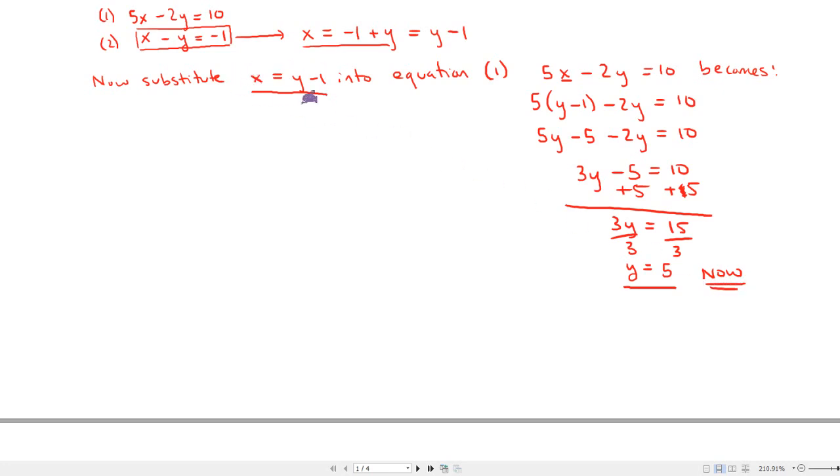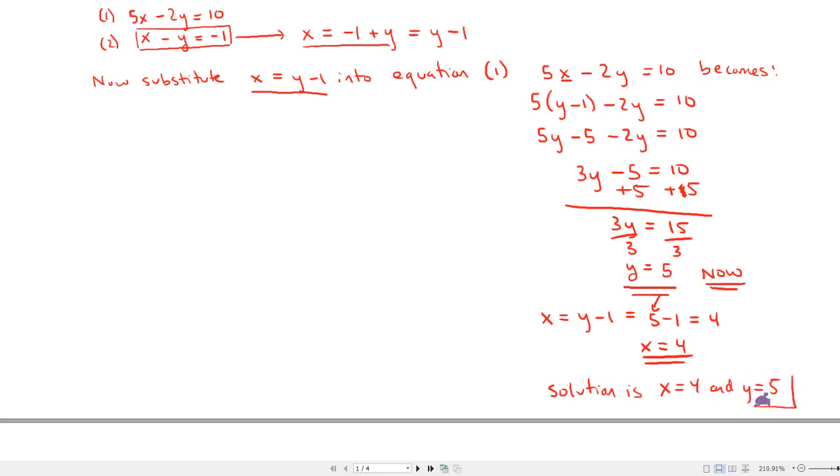using our substitution, x is equal to y minus 1. So substituting in our solution, we have 5 minus 1. So that is 4. So x is 4. And you see we get the exact same solution. So the solution is x is equal to 4 and y is equal to 5.